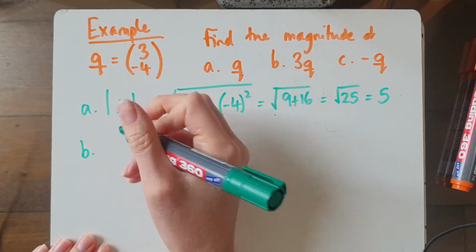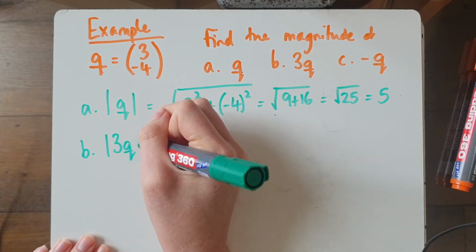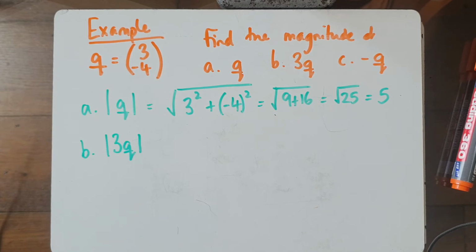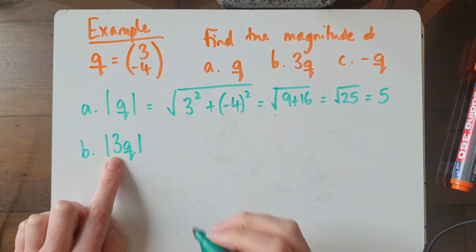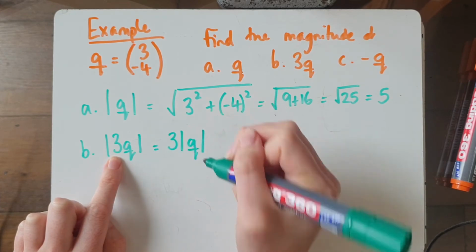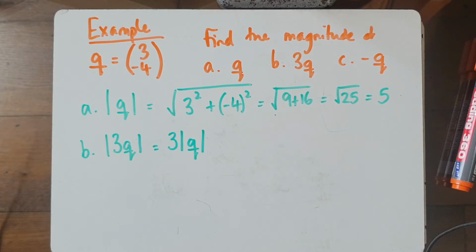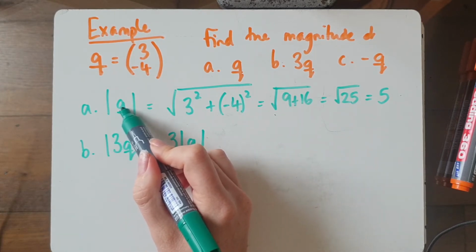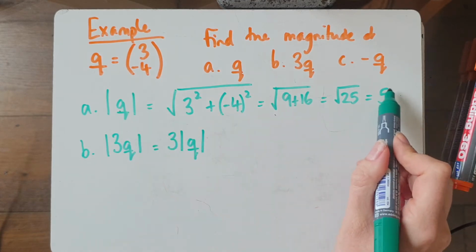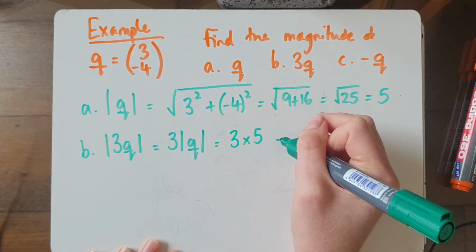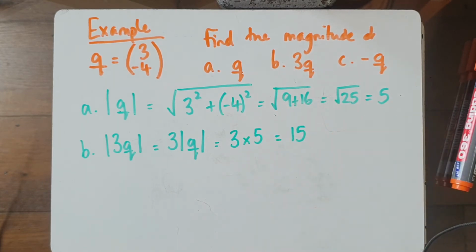For part B, the magnitude of 3Q, we could multiply both of these by 3 and work it out that way, or we could recognise that 3 is a scalar. It's got nothing to do really with vectors, so we can take it outside of the magnitude sign. This vector 3Q is 3 times as long as Q. So if Q has length 5, 3Q must have length 3 times 5, which is 15.